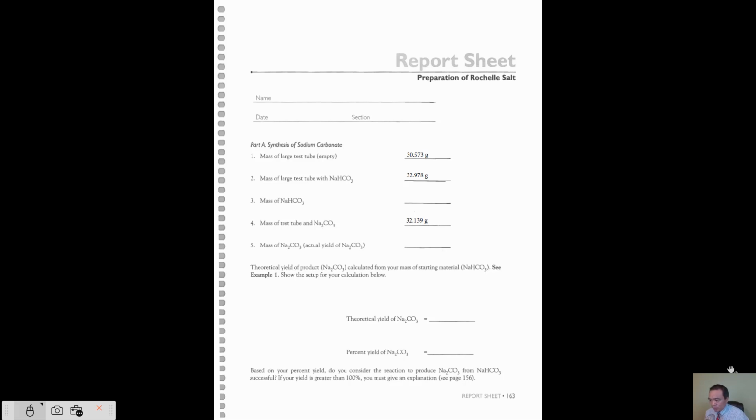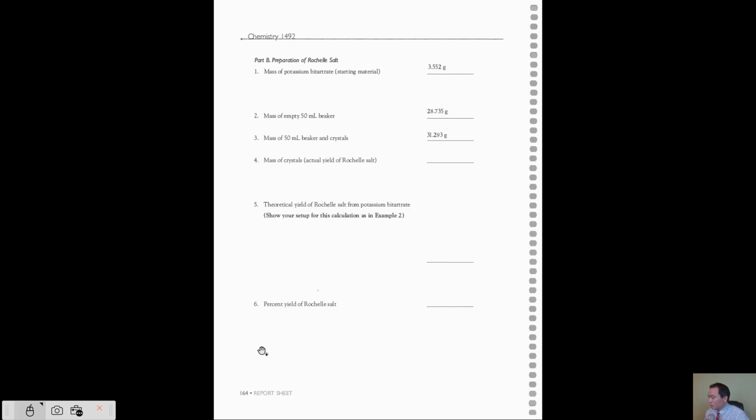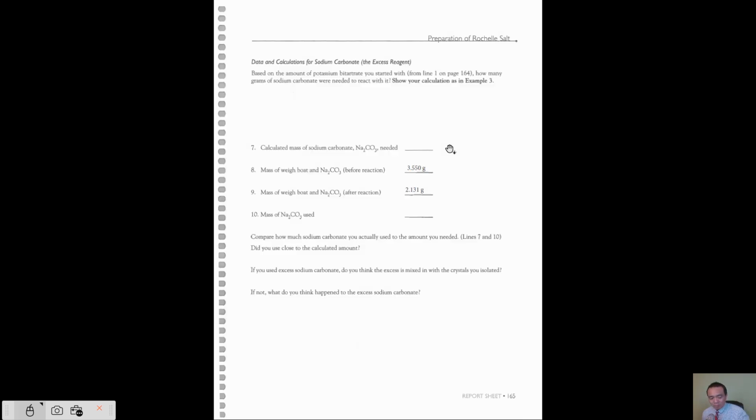For the lab report that is due next week, you will need to turn in page 163 through 165. As you can see on this page, we have provided all the necessary data for your calculation. Please complete all the other blanks and turn them in. For the next page, we also have all the data you do need for the calculation. So that's it.